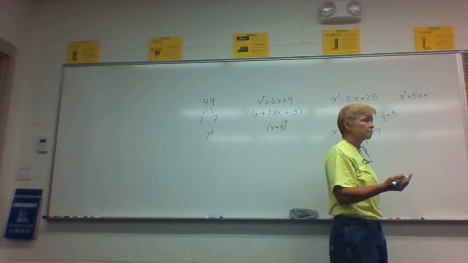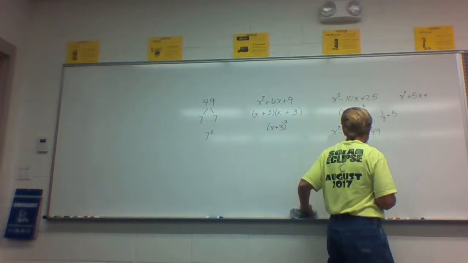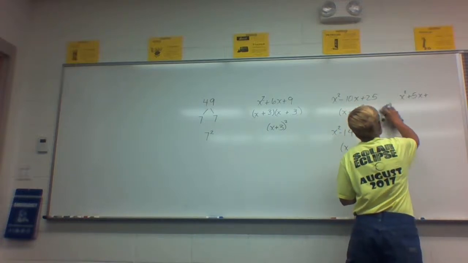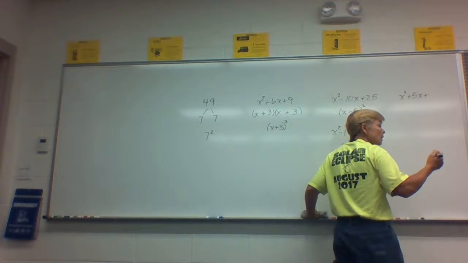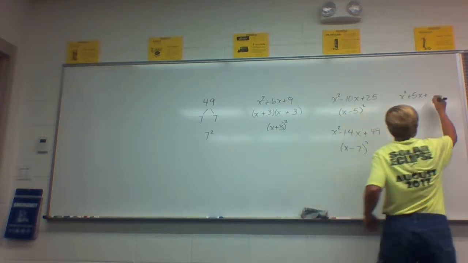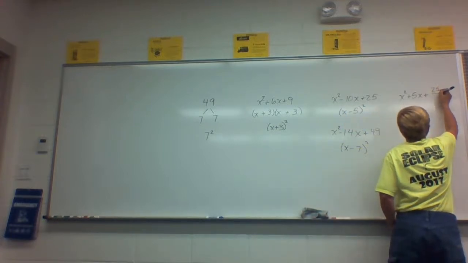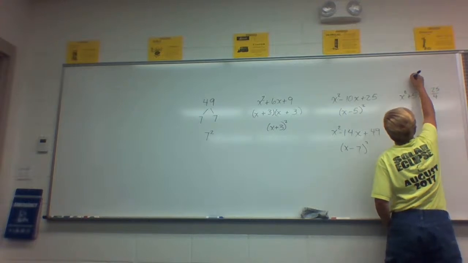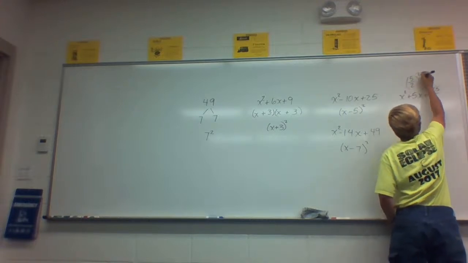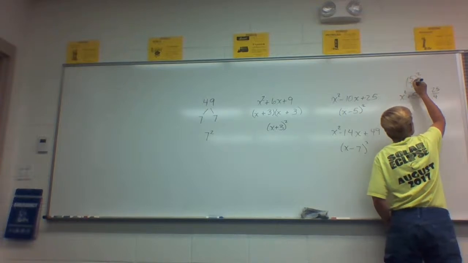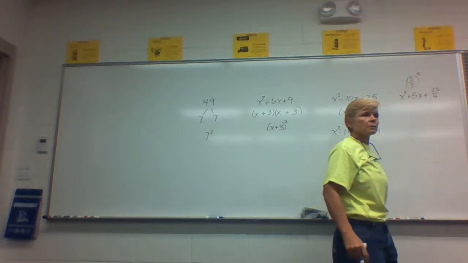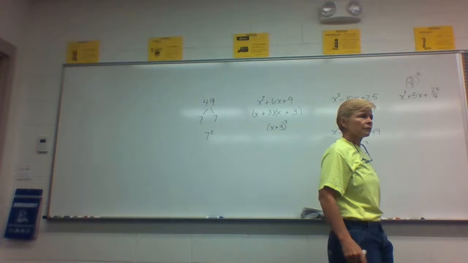Do you agree? Yes. Now what's 5 halves squared? 25 fourths. Half of 5 is 5 halves. 5 halves squared is 25 fourths. Yeah? You follow that? Yeah.